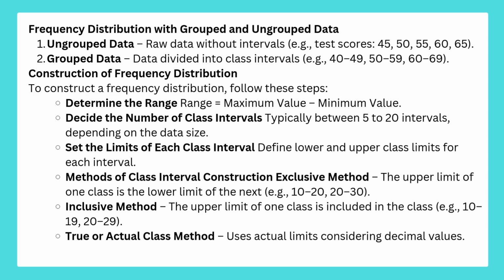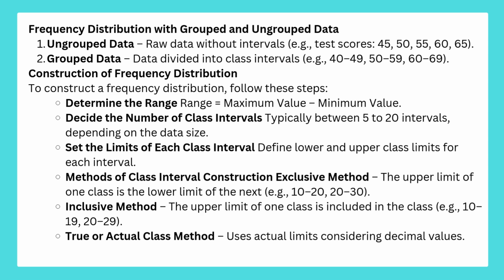Construction of frequency distribution. To construct a frequency distribution, follow these steps. Determine the range, equal to maximum value minus minimum value. Decide the number of class intervals, typically between 5 to 20 intervals, depending on the data size. Set the limits of each class interval. Define lower and upper class limits for each interval.